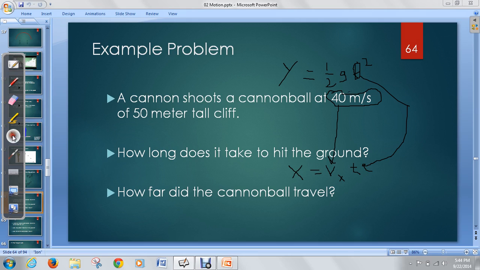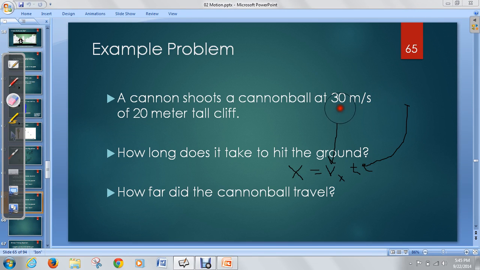Okay, so go ahead and do that if you are answering this question for participation. Try and figure out the time and the distance the cannonball went. And if you want to try another one, you can also do this one right here. Okay, same problem, but with just slightly different numbers, 30 meters per second and a 20-meter tall cliff. So try both of those and see what you get.